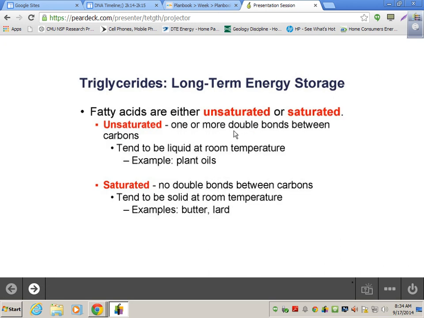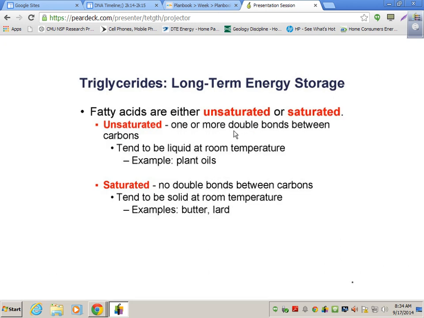So fatty acids are either unsaturated or saturated. Unsaturated is where one or more double bonds between carbons occur, therefore reducing the amount of hydrogens bonding to the outside, I should say. Don't want to mix that up with hydrogen bonding. So they tend to be a liquid at room temperature. Think of these as plant oils.